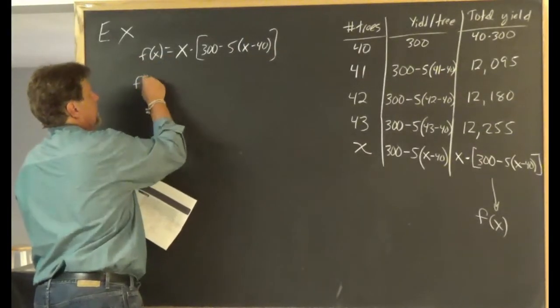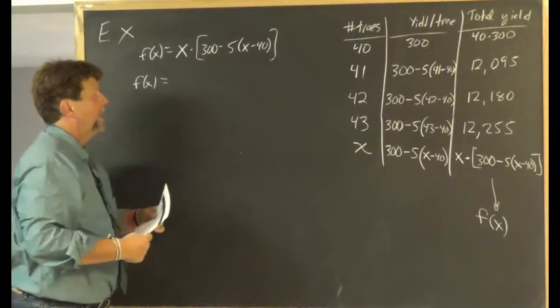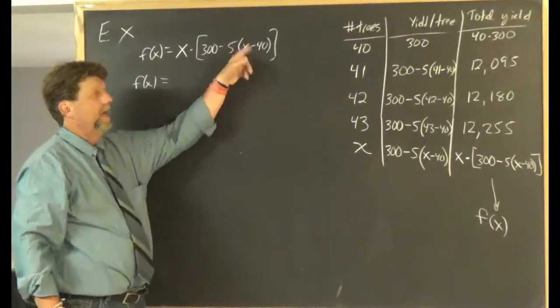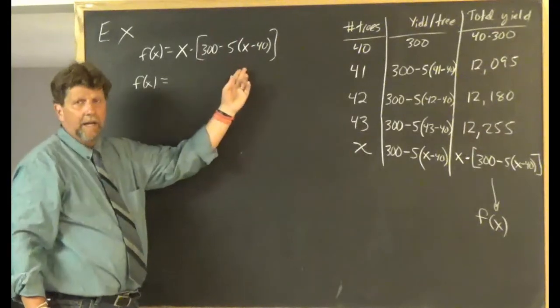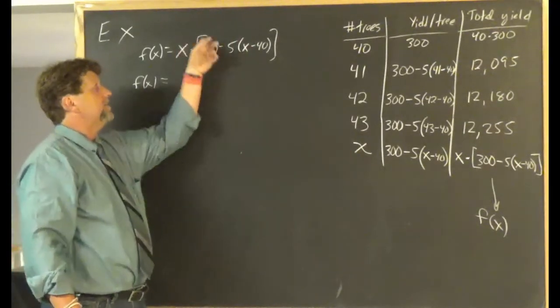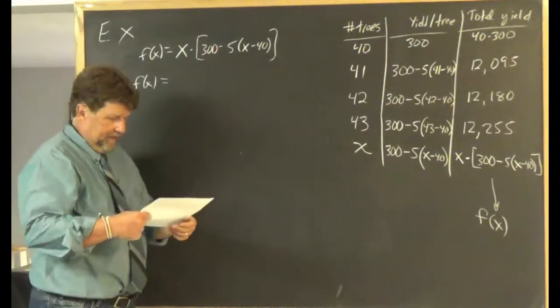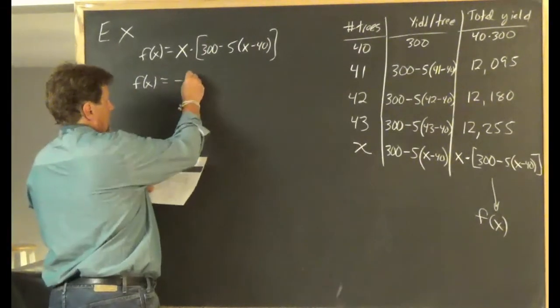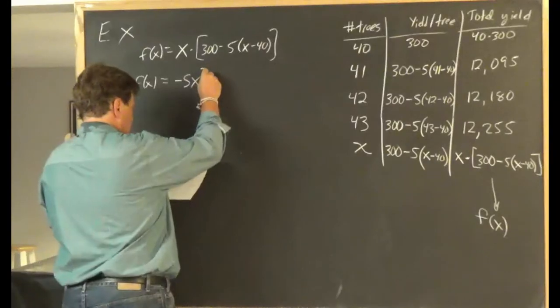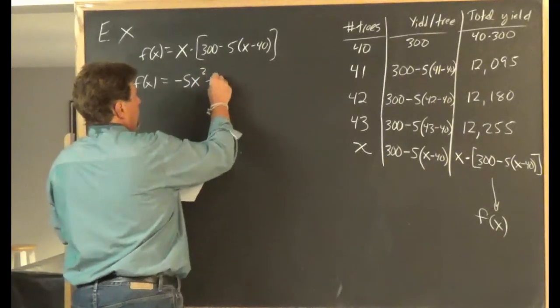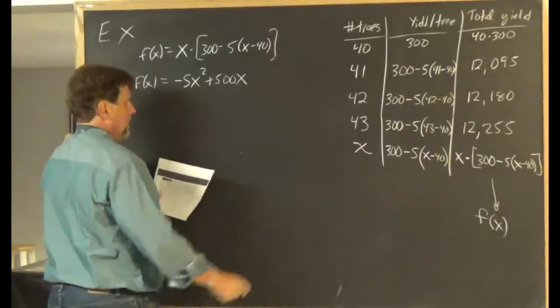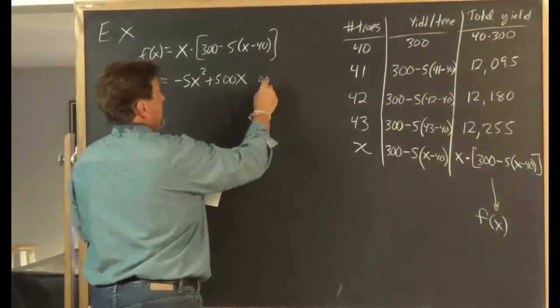Alright, so I got to clean this up just a little bit. Inside the brackets, I would distribute the negative 5, combine like terms, then distribute the x, and I end up getting negative 5x squared plus 500x. Okay, now what is the interval?